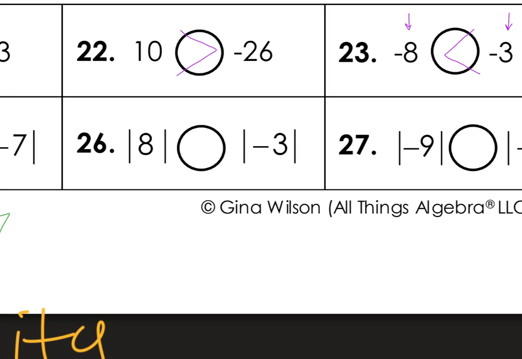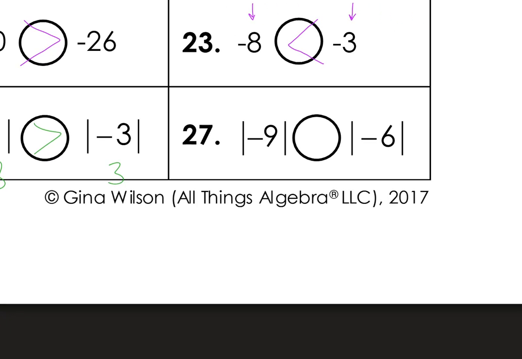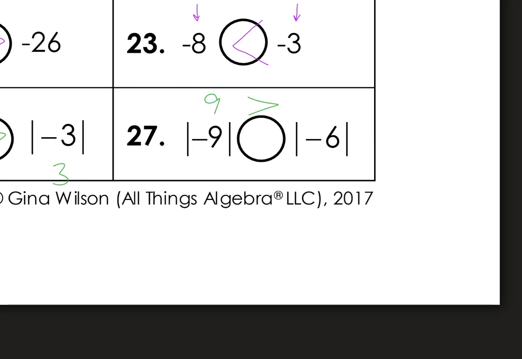The absolute value of 8 is 8. The absolute value of negative 3 is 3. 8 is greater than 3. 9 is greater than 6. So there you have it.